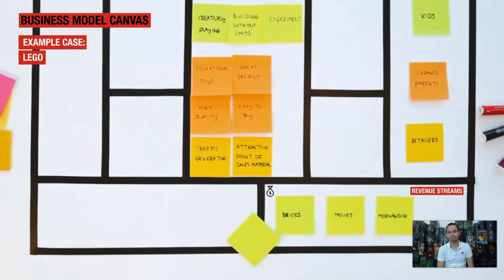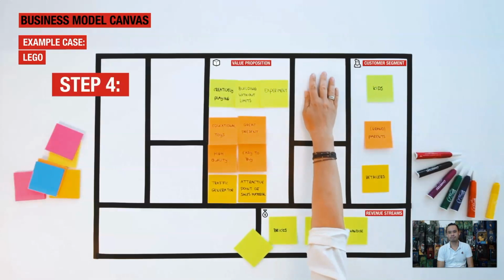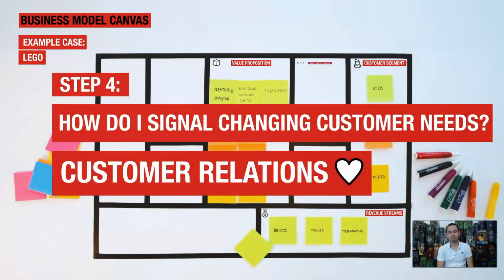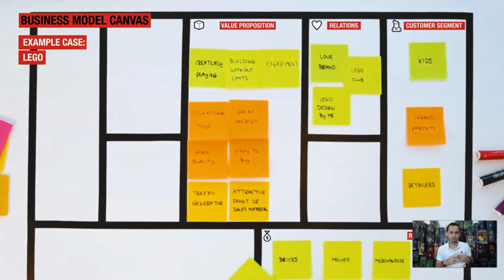Other revenues are from the movies and the merchandise. Step 4. Now we're going to talk about your customer relations. Ask yourself this question: how do I stay top of mind, and how do I signal changing customer needs? LEGO relies on their strong brand, the LEGO Club, and LEGO's Design by Me program.